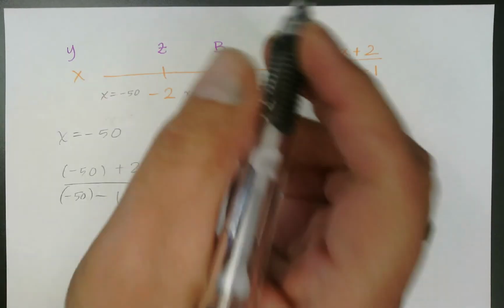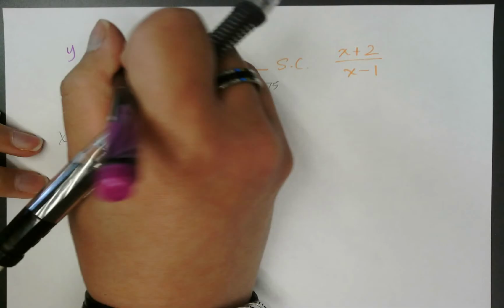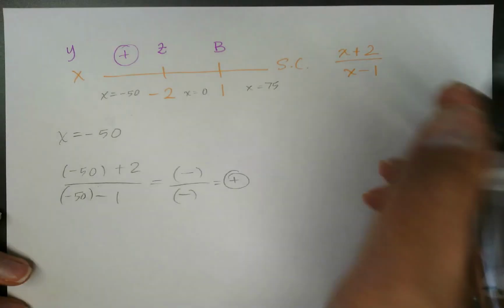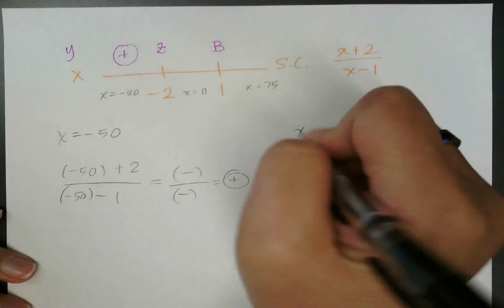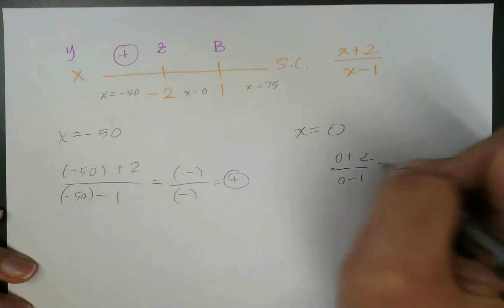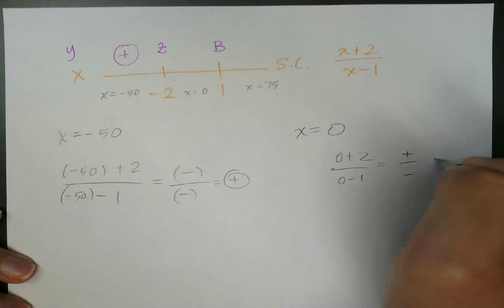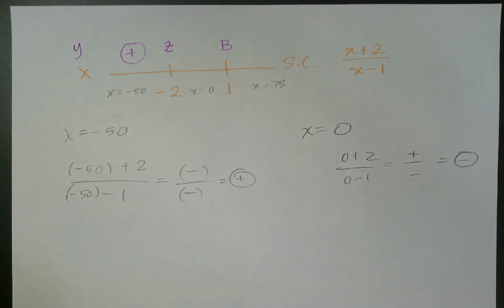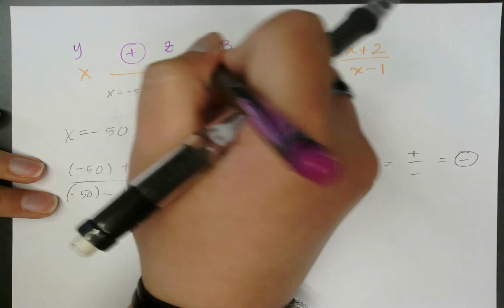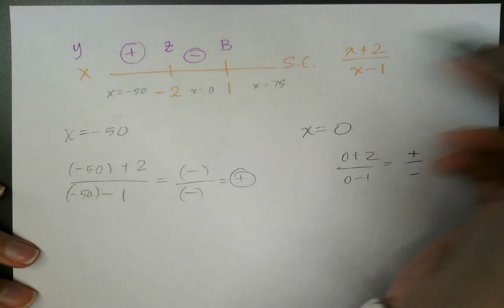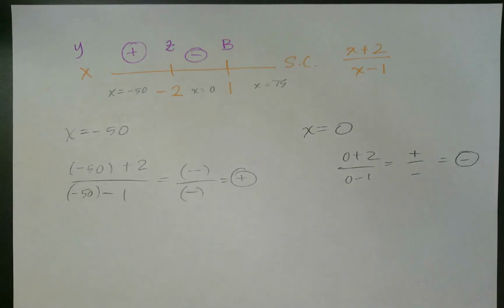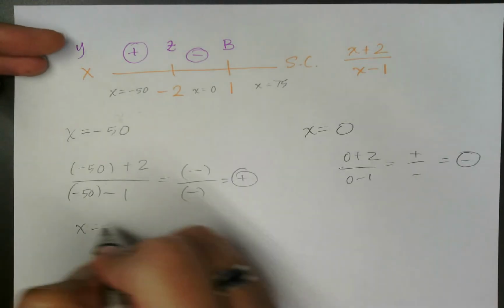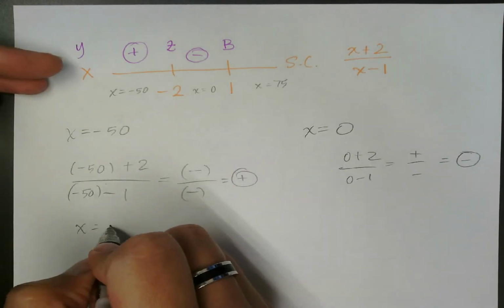When you plug in 0, you get 0 plus 2 over 0 minus 1. You get a positive over a negative, which equals negative. Is that cool? Positive divided by negative. So just signs. That's all I want are signs. And then when you plug in 75, in your head you're looking at positive over positive. That's why 75 is nice. Same with the negative 50.